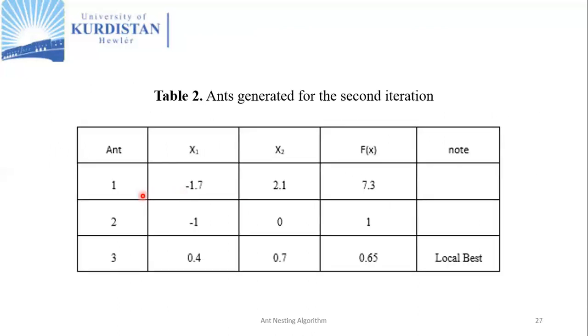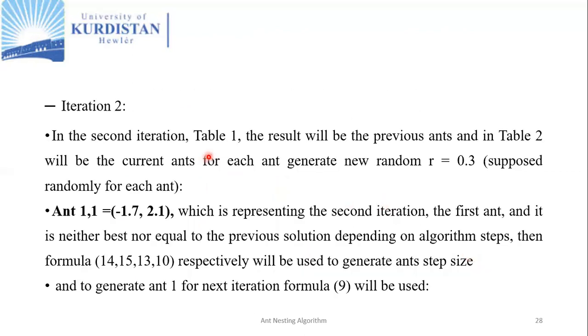So the table has been changed. If you compare table 2 to table 1, this one is changed, this one remained as it is, and this one changed. Now this is the least, and this is the local best. We found the local best is ANT3 now. It was ANT1, it was ANT2, and now it's ANT3. So in iteration 2, we do the same thing.